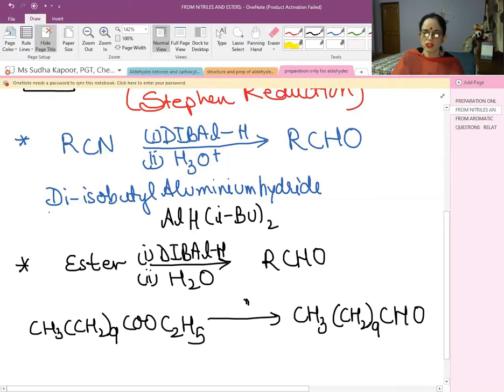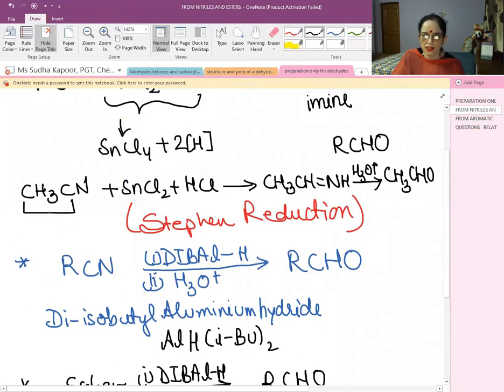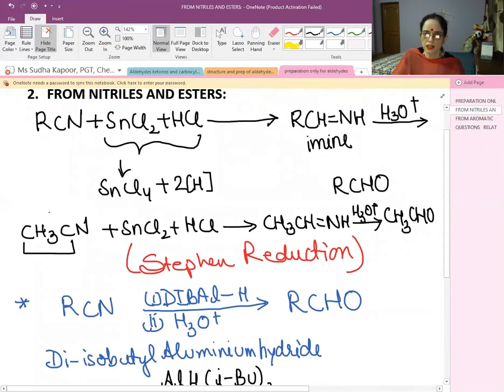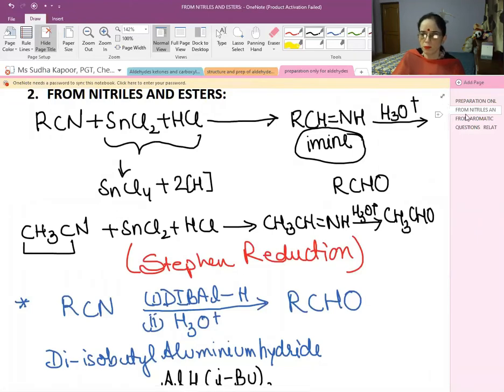So Stephen reduction is meant only when we are using RCN along with SnCl2 and HCl followed with acidic hydrolysis. Here one name you have come to know is imine. Remember this term, it is imine, CH double bond NH. Double bond NH is imine. Now let us come to the third preparation only for aldehydes.